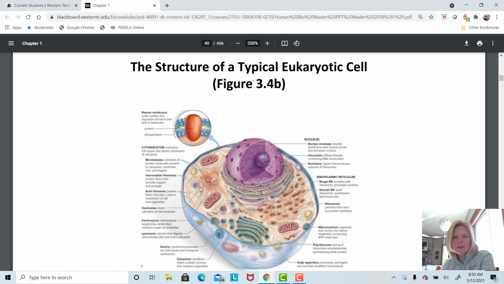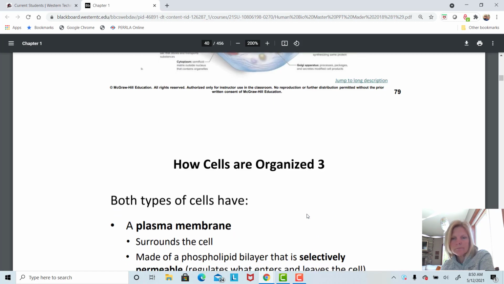We have these packaged little structures here called vesicles, and some of those contain digestive enzymes for breaking down unnecessary things inside the cell. We call those lysosomes. Those are important as well for just kind of keeping things cleaned up inside the cell.